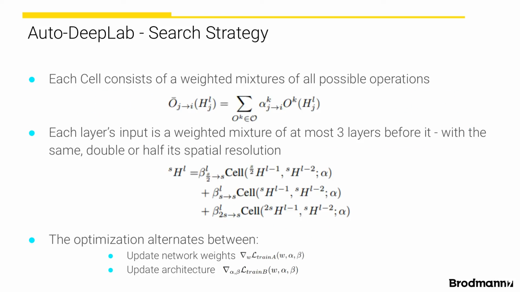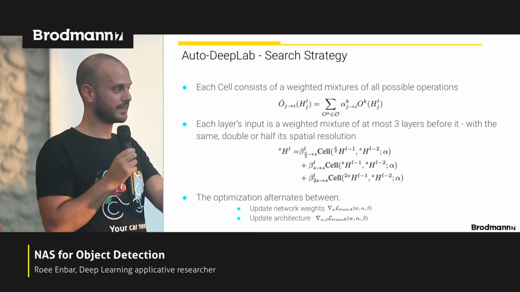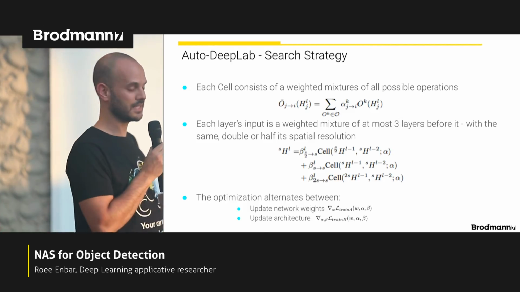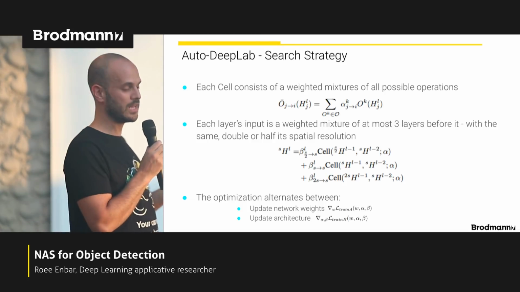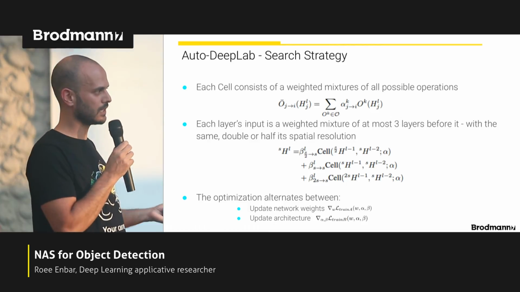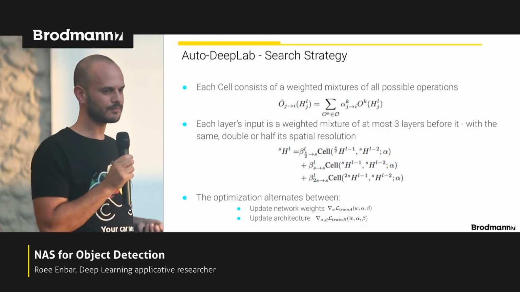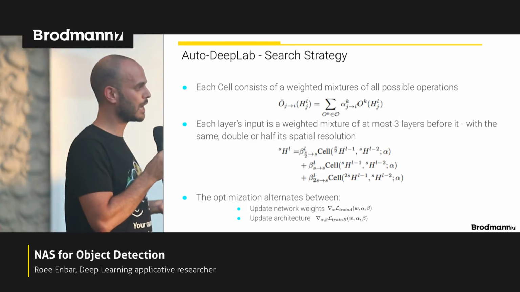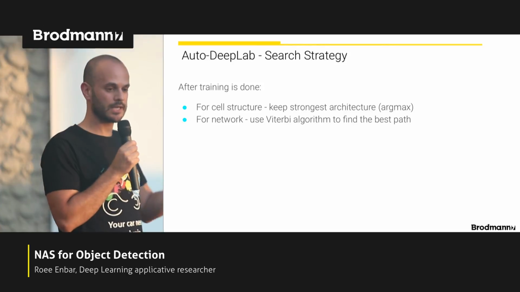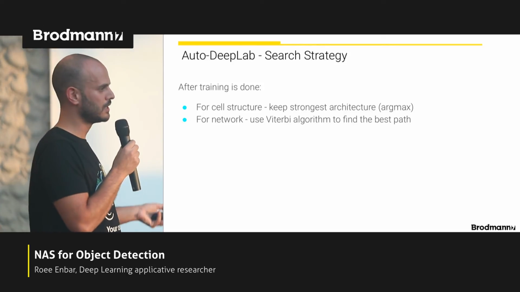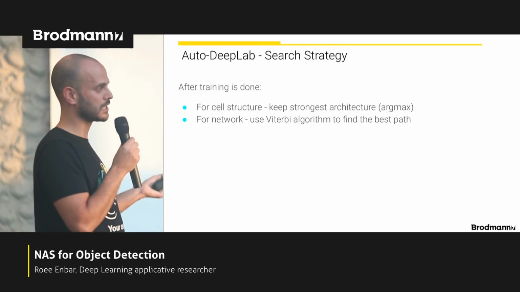And I've managed not to put any Greek letters on my slides up till now, but here they are. So this is just writing down what I've talked about. The cell's input is a weighted sum of all the outputs of the previous cells. And we have 3 beta parameters that control the weights of the cells, which are twice as big, twice as small, or the same spatial resolution from the previous layer. Now, to optimize this, I alternate between updating my network weights and updating my architecture weights. After training is done, for my cell structure, I keep the strongest architecture, which is exactly like DARTS. For my network, I can use the classic Viterbi algorithm.